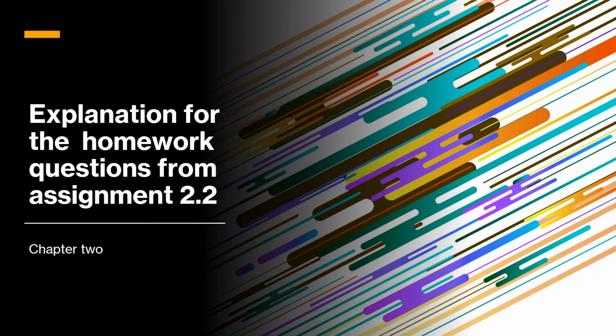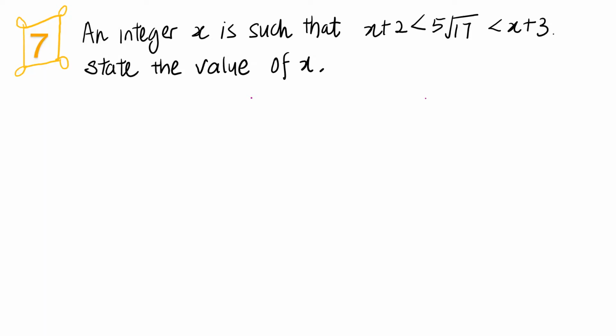In this video, I'm going to provide the explanation for the homework questions from assignment 2.2, chapter 2, simultaneous linear inequalities. Let's look at the first question. We are given two inequalities: x plus 2 is less than 5 square root 17, less than x plus 3. And we are supposed to find an integer x such that it satisfies the set of inequalities given.